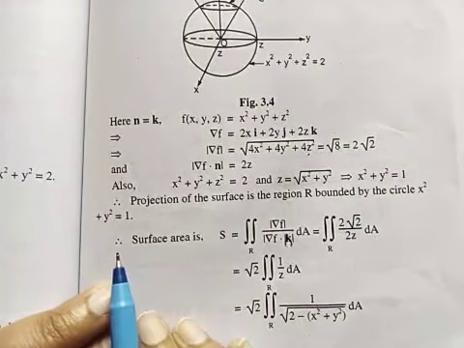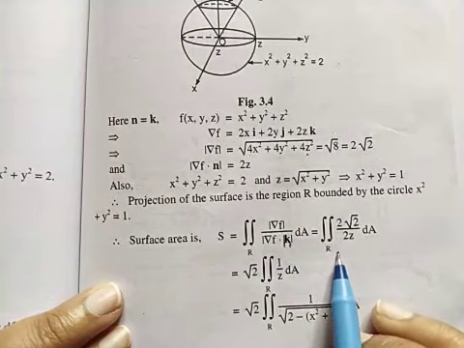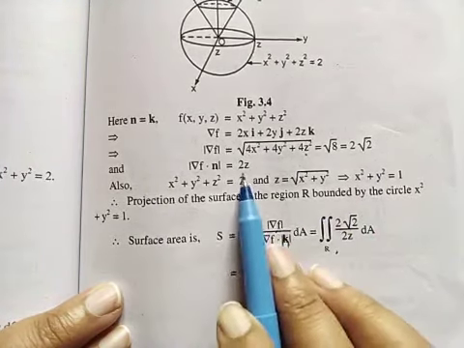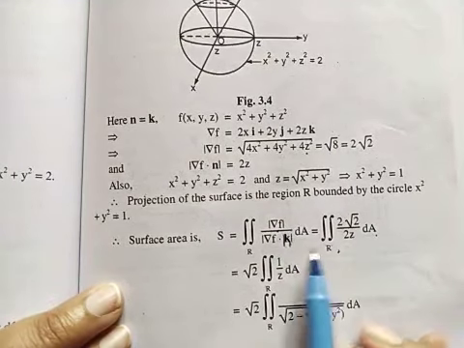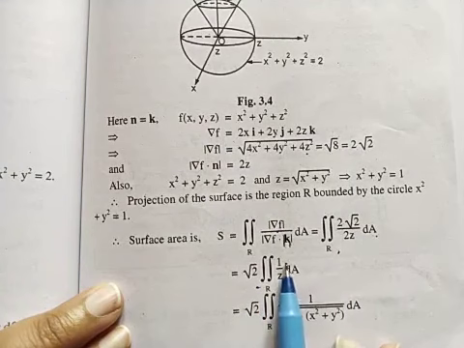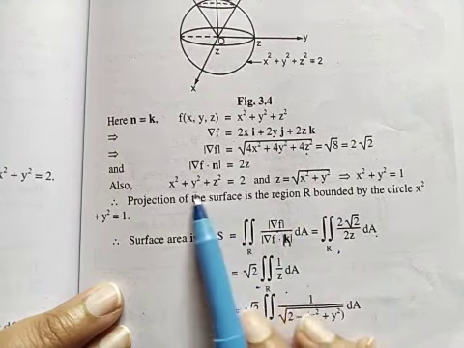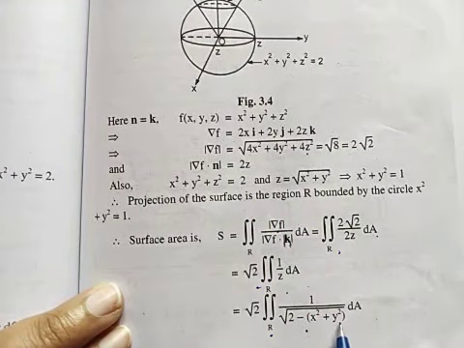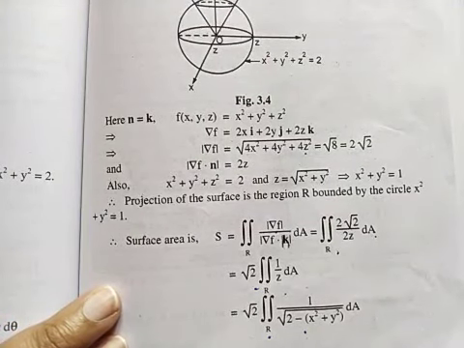So let us use the formula, double integration over R of mod del f upon mod del f dot n dA. What is mod del f? It is 2 root 2, upon mod del f dot n, which is 2z, dA. So here 2 will get cancelled, and root 2 can be taken common. Double integral of 1 upon z dA, that is root 2 double integral over R of 1 upon z. What is our z from this function? z will be square root of 2 minus x square plus y square, dA. Now we apply the limits of x and y in the next step.